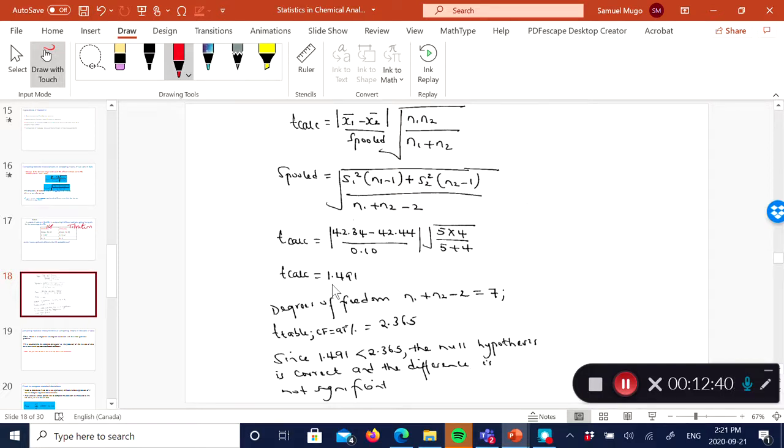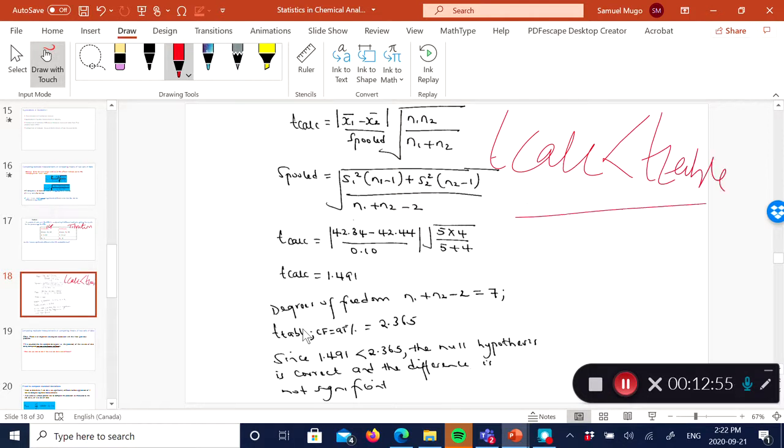And so the null hypothesis is correct, meaning the two methods are not statistically significant. So remember, again, if the T calculated is less than the T from the table, then the null hypothesis holds true, meaning that the two methods are not statistically different.